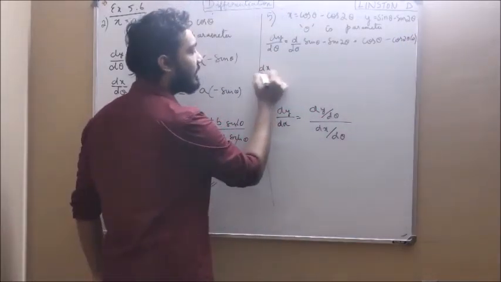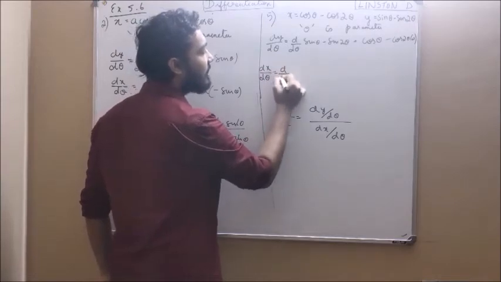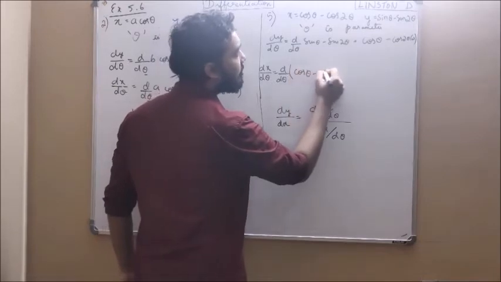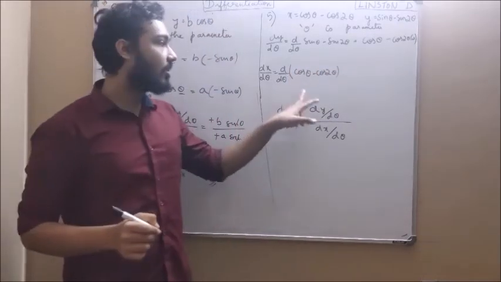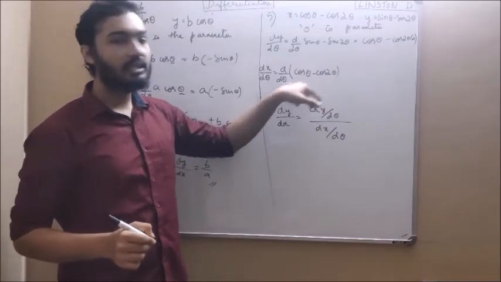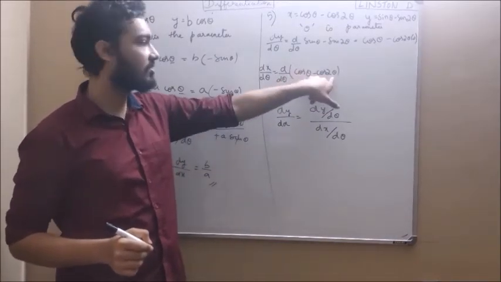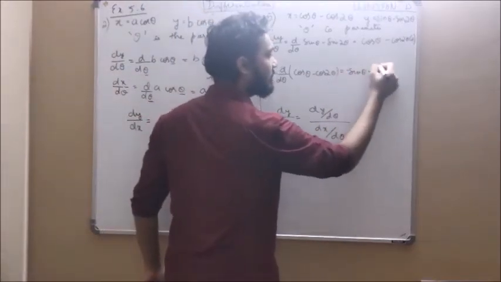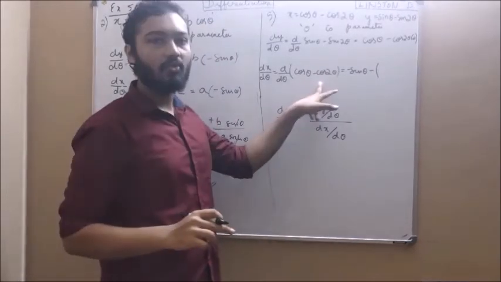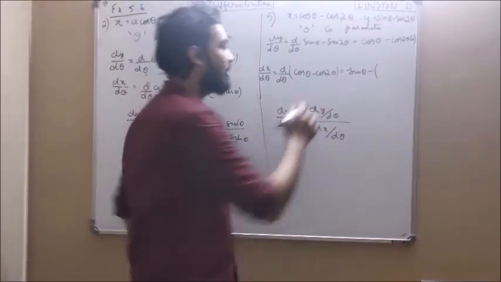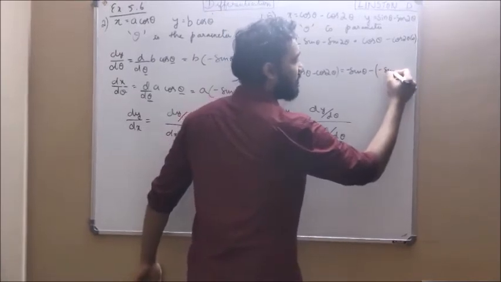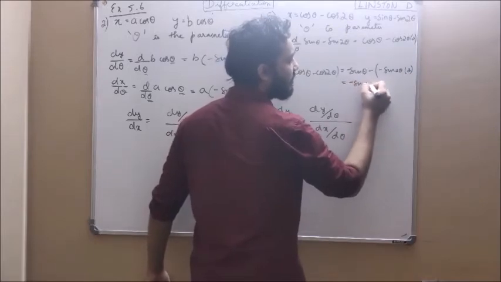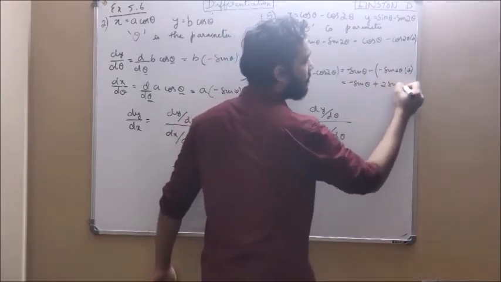Next to find dx by d theta. What is dx by d theta? D by d theta of cos theta minus cos 2 theta. Theta and theta are similar variables. Differentiation of this minus differentiation of this. Differentiation of cos theta is minus sin theta minus differentiation of cos 2 theta. Differentiation of cos x is minus sin x into a. So it is minus sin 2 theta into 2. So this forms minus sin theta plus 2 sin 2 theta.